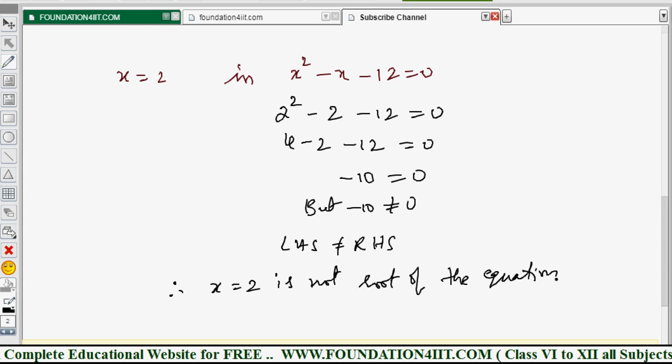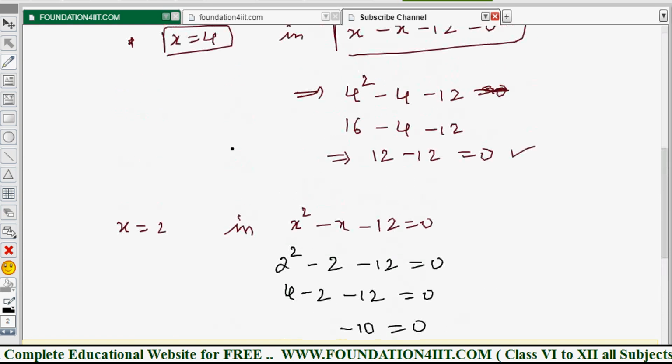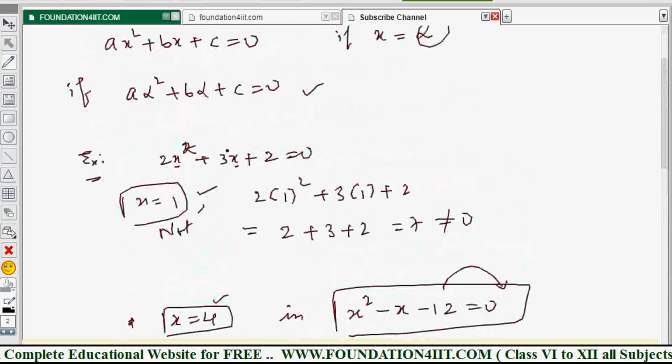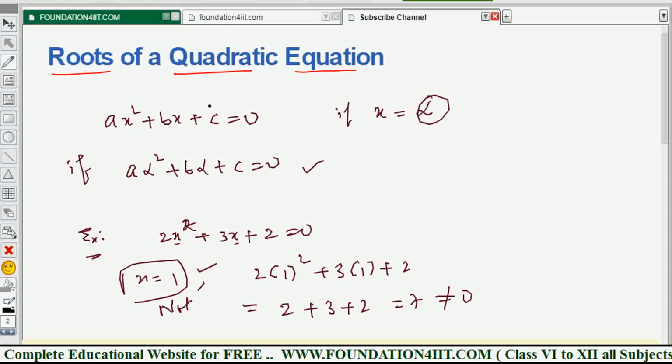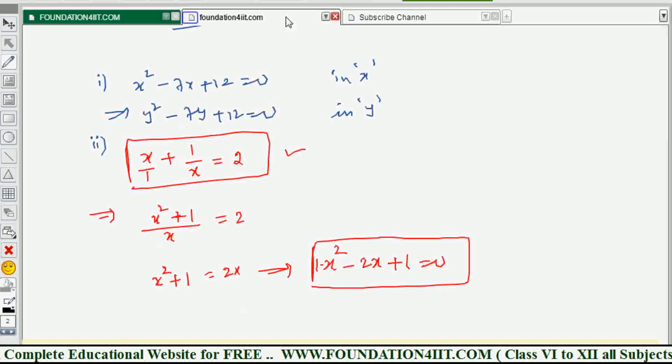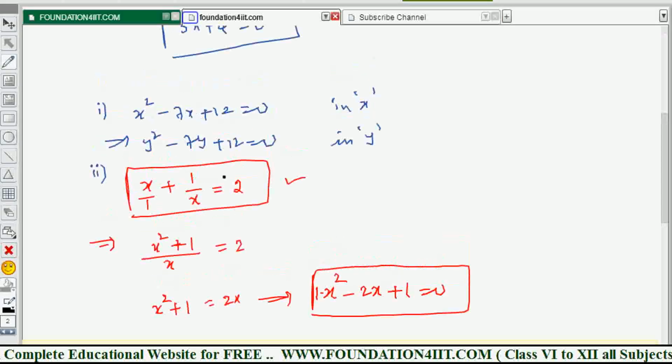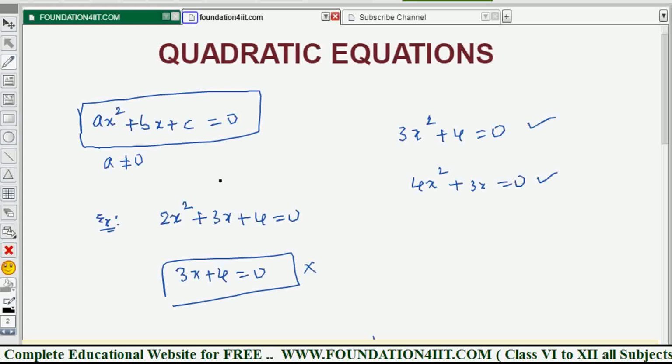Right? So only if the value satisfies the given quadratic equation, that is the root. If it does not, that is not the root. Okay? Now how to find out the exact roots of the quadratic equation? There are methods of solving a quadratic equation, such as the factorization method and the substitution method. Now let us see the method of solving quadratic equation by factorization method.